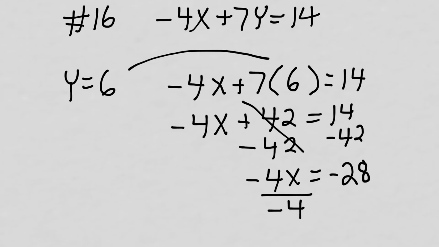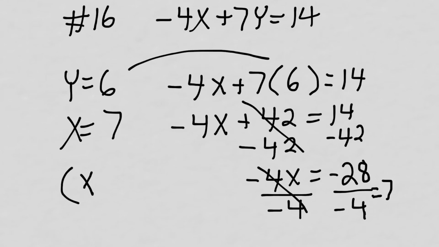Divide both sides. I got negative 4 times x. I want to divide by negative 4. Negative 4. I end up with x equals 7. When you divide a negative by a negative, you get a positive. 28 divided by 4 is 7. So x equals 7. And there's my answer. 7 and 6. All right, that's pretty much it.